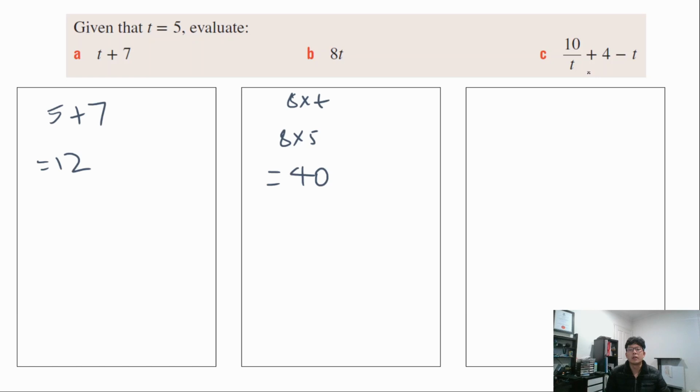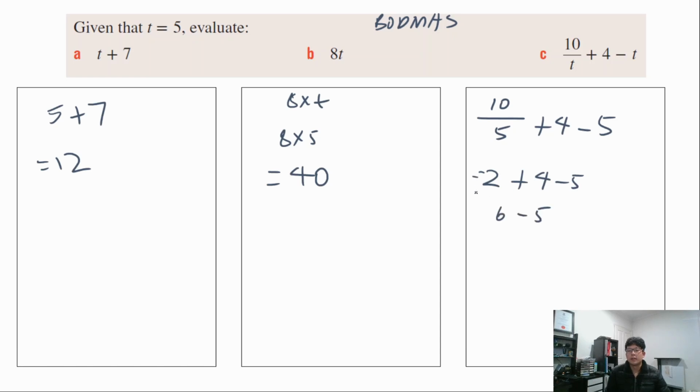And the next one, 10 over t plus 4 minus t. We're going to substitute 5 for the t, so replace every t there with a 5. So 10 over 5 plus 4 minus 5. And remember, using BODMAS, there are no brackets, so we go to division. 10 divided by 5 is 2. Plus 4 minus 5, and go from left to right. 2 plus 4 is 6 minus 5. Let's put the equal sign, and 6 minus 5 equals 1.